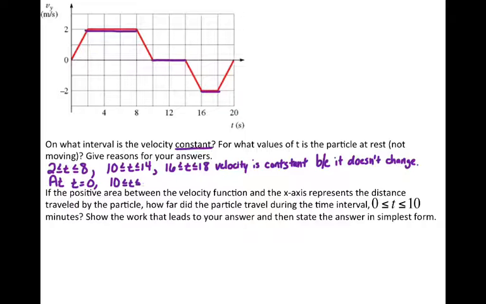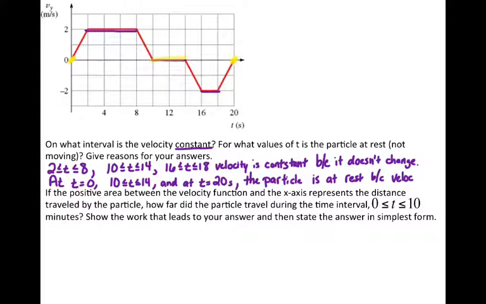And then when is it at rest? At 0, at 10, and at 14, and also at 20. Okay, so again, your point here, this section from 10 to 14 it's 0, and then right there, those are the points where your velocity is 0. So that means if your velocity is 0, that means your speed is 0. And if your speed is 0, then you're not going anywhere. Okay? So I know it's at rest because the velocity is 0.